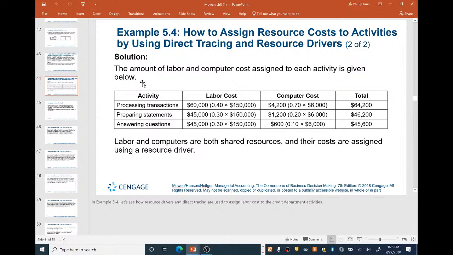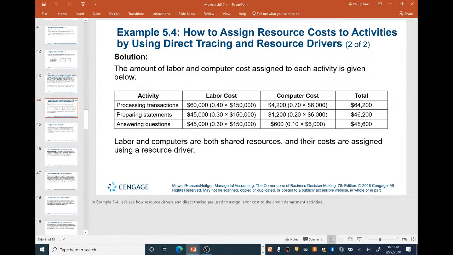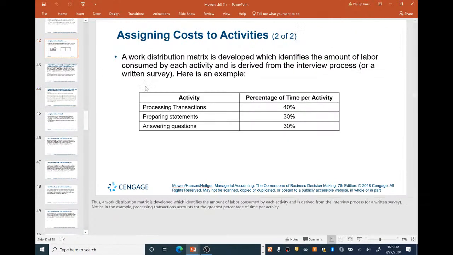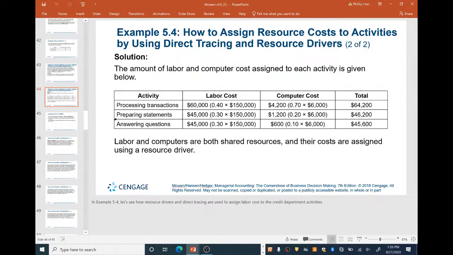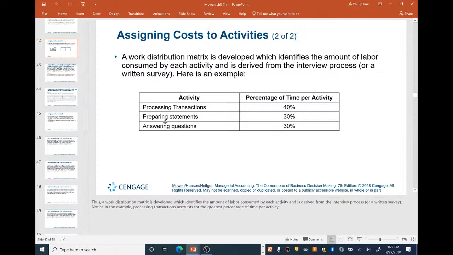So the amount of labor and computer cost assigned to each activity is given below. So we can see here we have the activity. Remember the activities that we have were processing transactions, preparing statements, and answering questions. So once again, that's where this activity is coming from, is based upon this matrix right here.